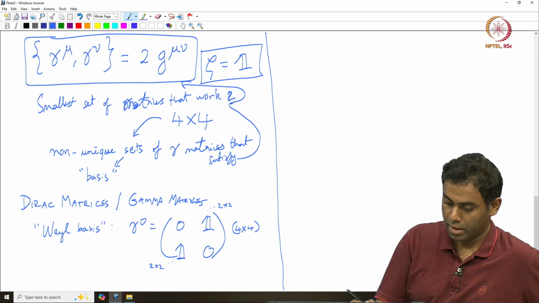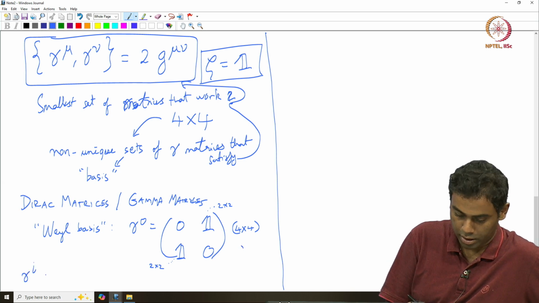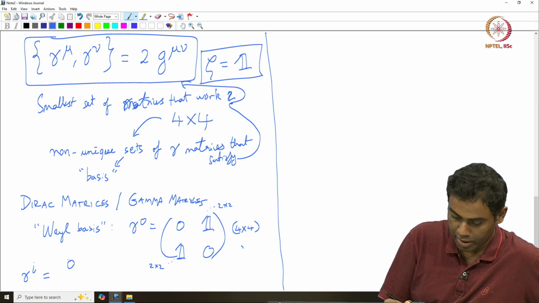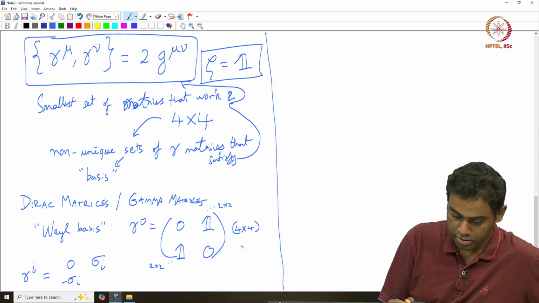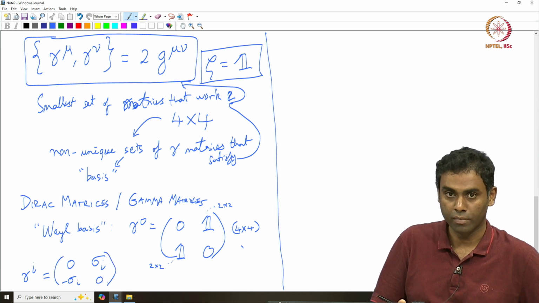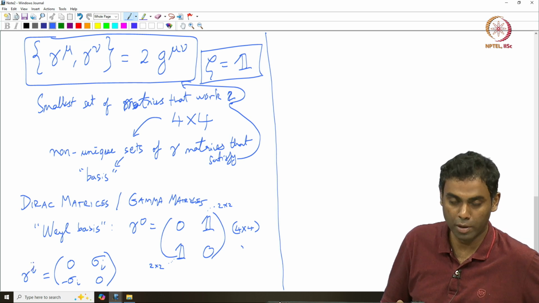What about the other gammas? The gamma i's, now I can write in terms of what am I writing here? These are the Pauli matrices. Again you see Pauli matrices are 2 by 2 and so the gamma matrix is a 4 by 4 matrix.